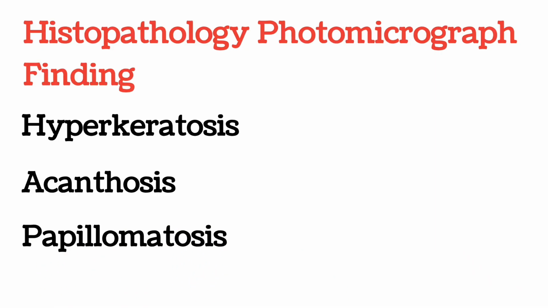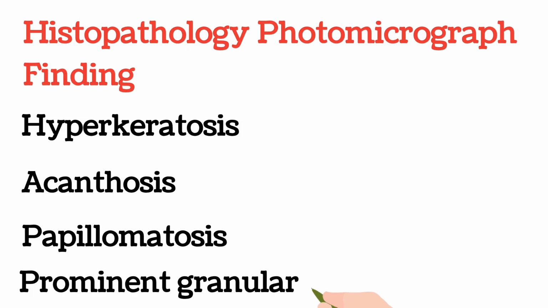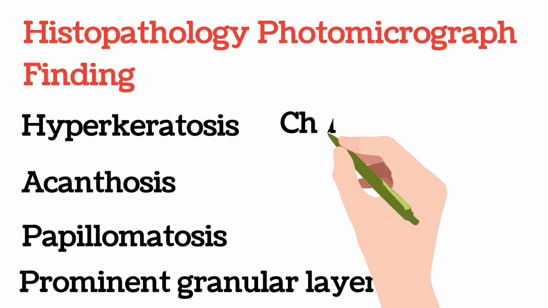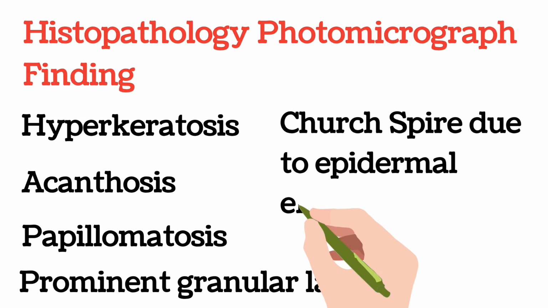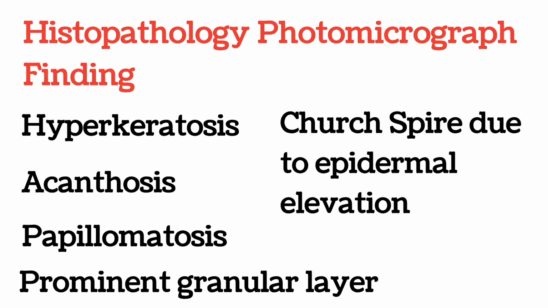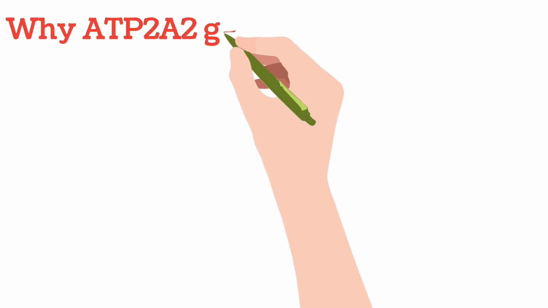Then we can see papillomatosis, papillary projections, epidermal elevations. And there is a prominent granular layer. The skin has various layers, right? Among them, the granular layer will be prominent. Now, due to the epidermal elevation, a characteristic church spire-like elevation is seen in this disorder, which we will see in the photomicrograph. That is the characteristic finding.